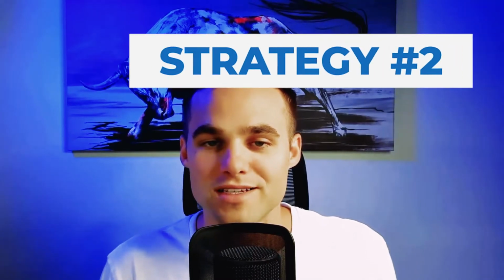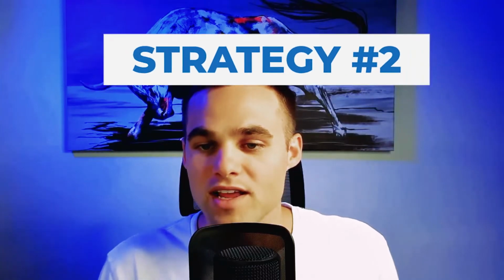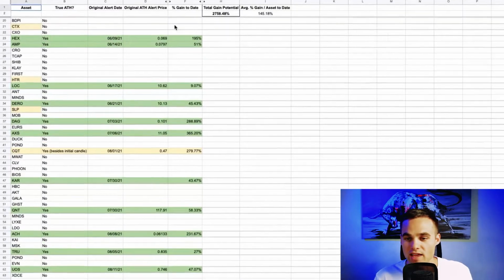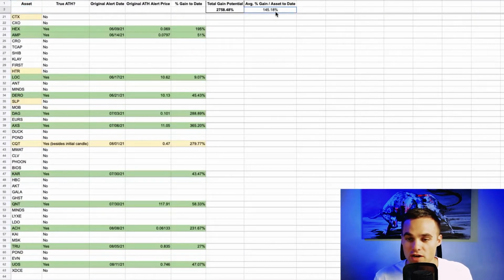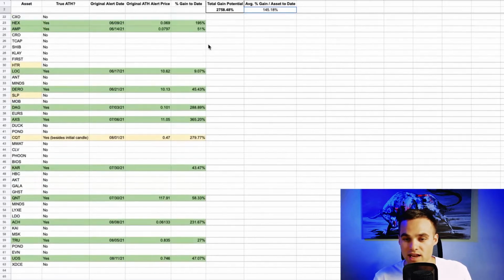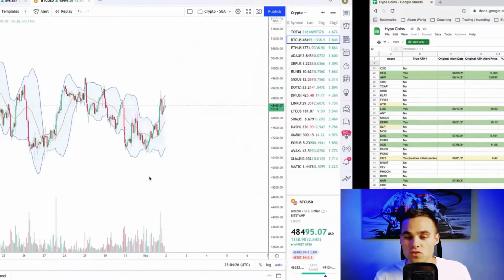Now, the second one is something that I'm a lot more excited about. Well, I have to explain this to you. So this strategy, for example, since we've been tracking it, has on average done about 145% gain per trade, which is crazy, that when this happens, it goes nuts. And as you can see here in green, here are all the trades that were winners. You can see 195% gainer, 51% gainer, 9%, 45%, 288%, 365%, 279% gainer, right? There's these huge, massive gainers.